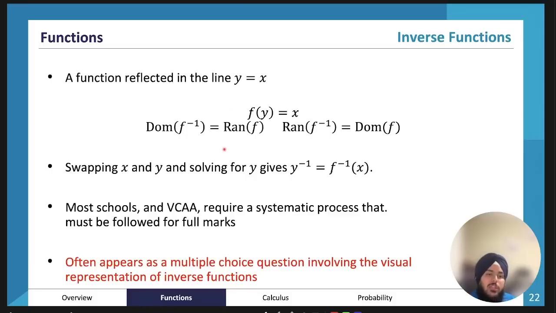Because we're swapping the x and y values, the domain and range are also going to swap. So the domain of the inverse function is going to be the range of the original function, whereas the range of the inverse function is going to be the domain of the original function. Really important to notice that this will happen. And when we're working out algebraically what an inverse function is, we literally just swap x and y. That's all we do. And then we rearrange it to make y the subject to find what f inverse of x is going to be.